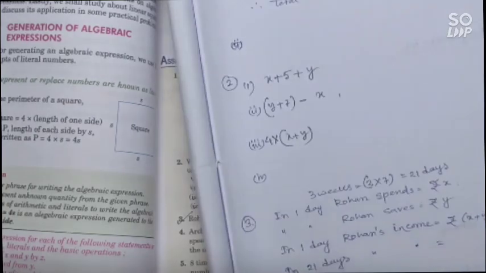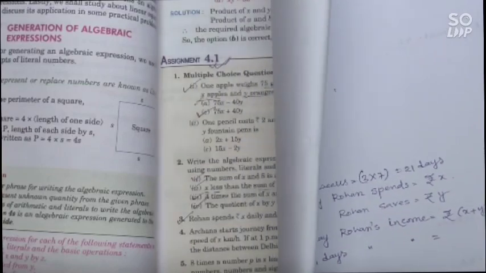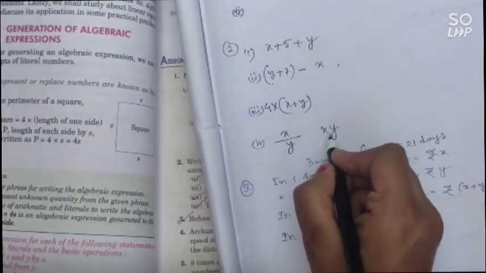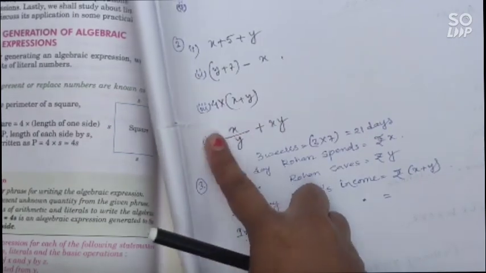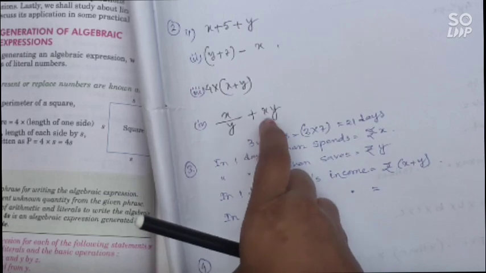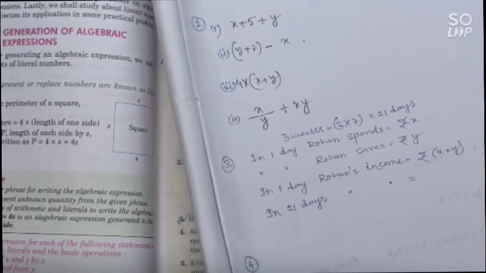Next, the quotient of x by y is added to the product of x and y. The quotient of x by y, that is x divided by y. This will be added to the product of x and y. Product of x and y means x into y. So the quotient of x and y, that means x divided by y, plus xy. This will be the correct algebraic expression of that statement.